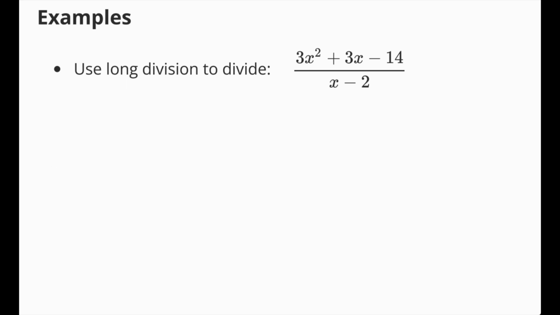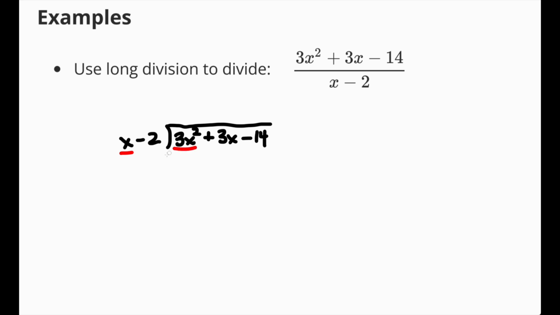So first thing that we're going to do is set up the problem. Just like we did 26 divided by 3, we're going to write 3x squared plus 3x minus 14, and we're going to divide all this by x minus 2. Just like we had the 26 divided by 3, now we're doing that quadratic polynomial on the top divided by the x minus 2. Just like before, we're going to look at the leading terms.